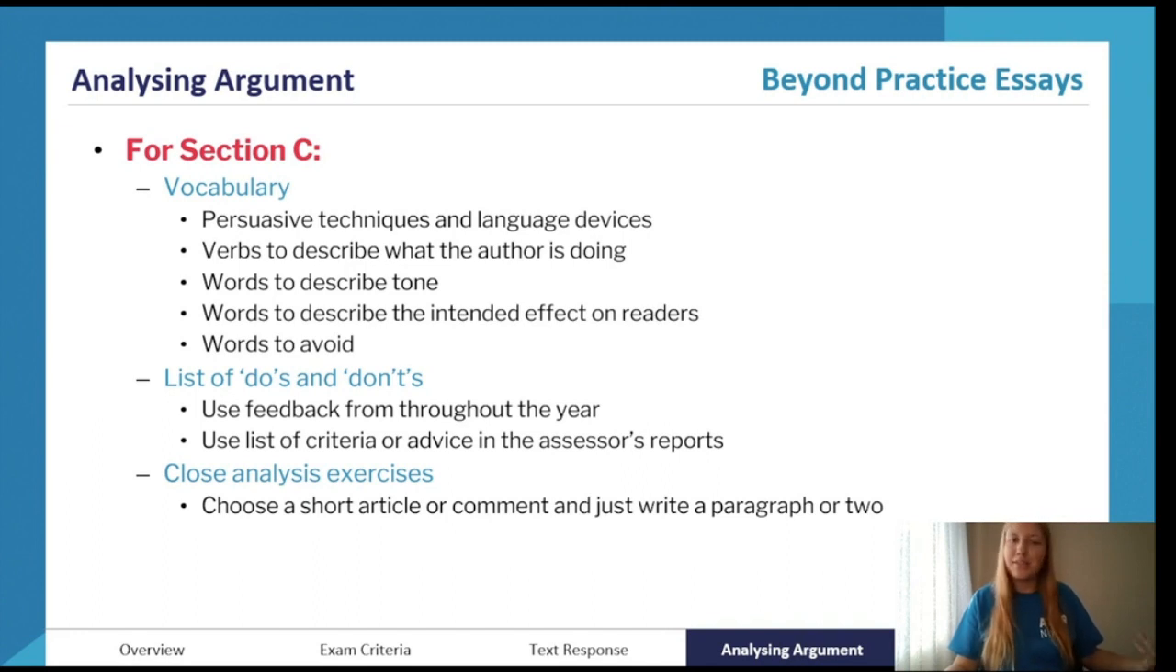Make a list of do's and don'ts. Use feedback from throughout the year with examples of what you did well and what you did not do well. So, what you would like to replicate and what you would like to improve. Review the list of criteria and the advice from the assessor's reports, as well as the exemplar, really good responses. Try to take things to put into your own writing and things that you need to fix.